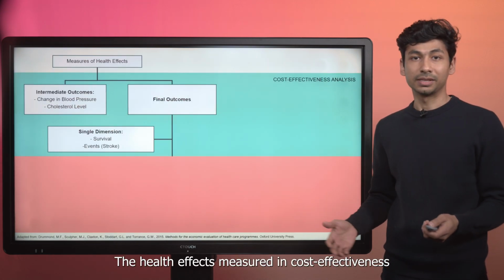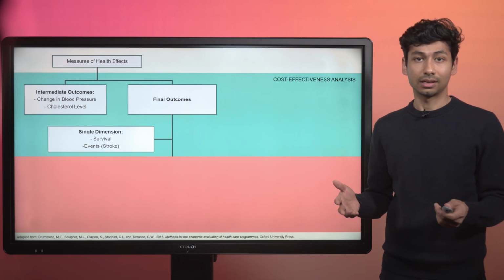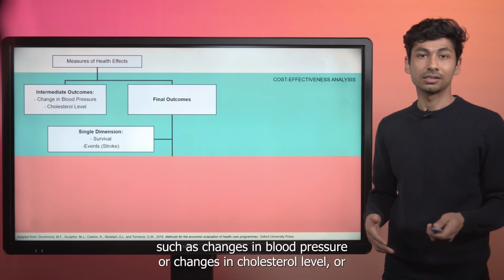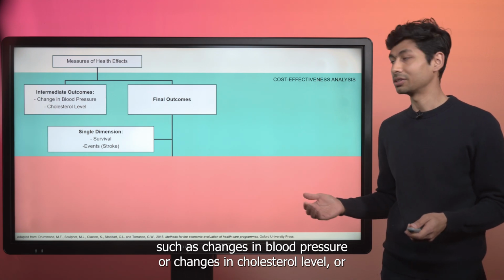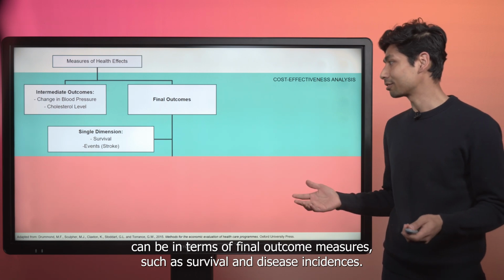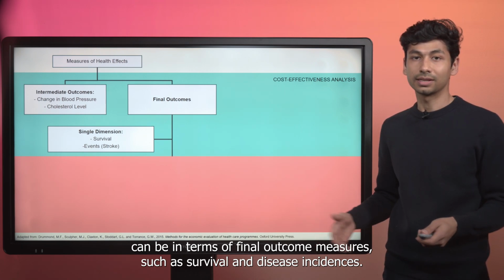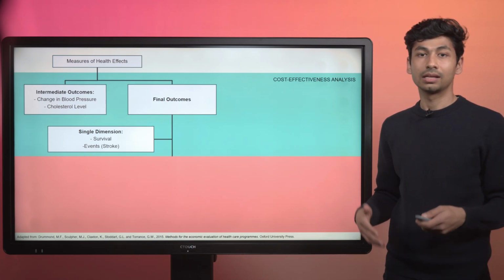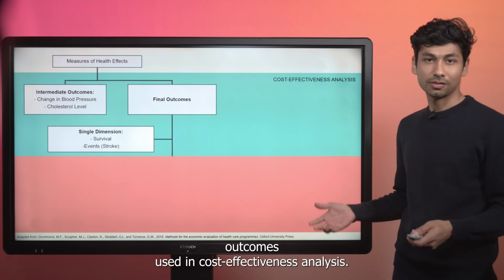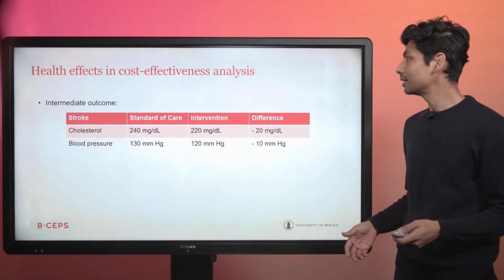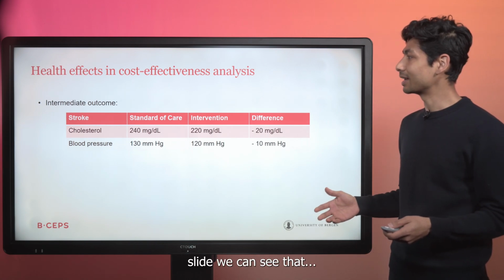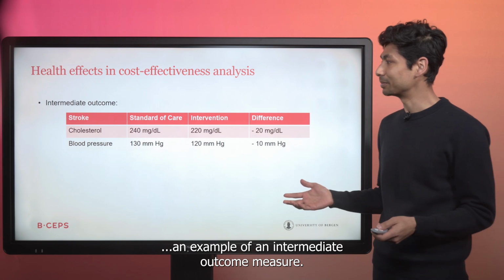The health effects measured in cost-effectiveness analysis can be in terms of intermediate outcome measures, such as changes in blood pressure or changes in cholesterol level, or can be in terms of final outcome measures, such as survival and disease incidences. Let's look at examples of these health outcomes used in cost-effectiveness analysis. In this slide, we can see an example of intermediate outcome measure.